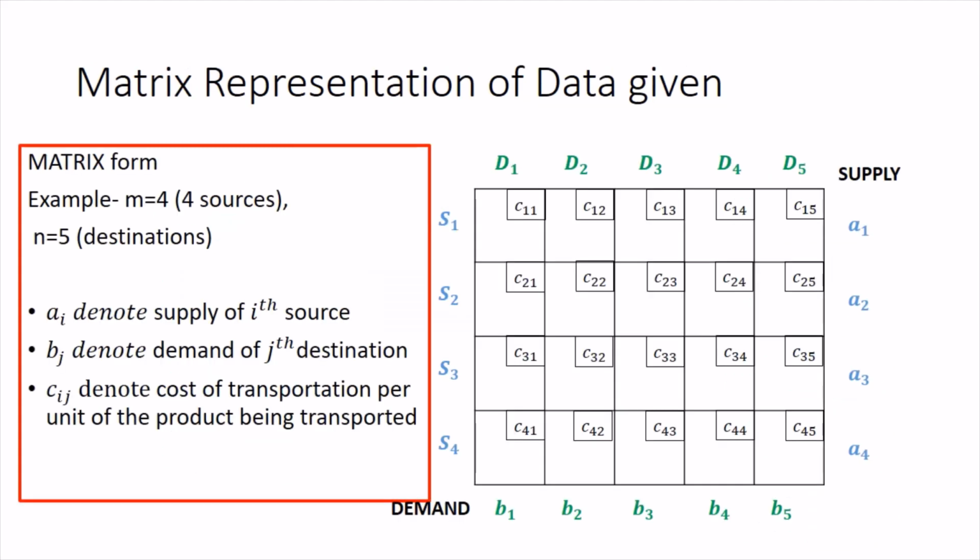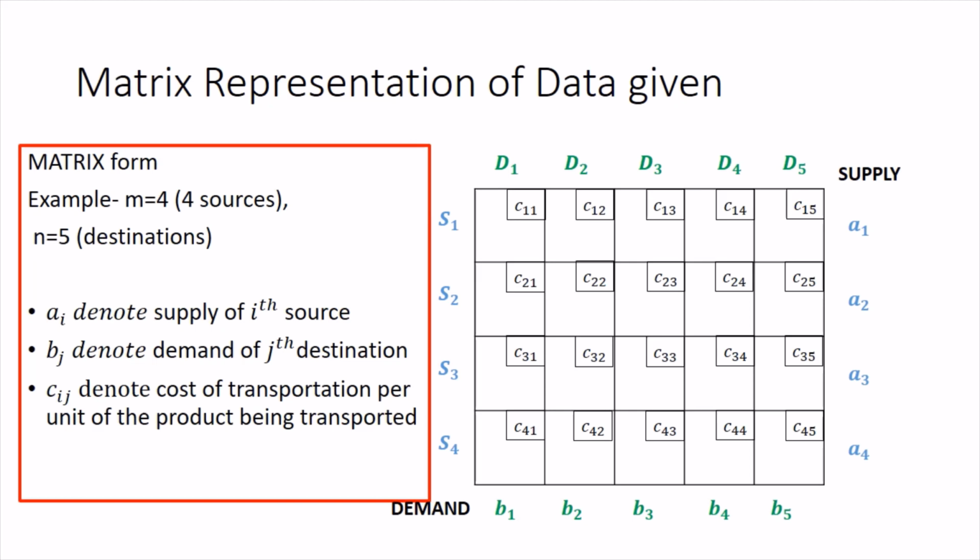And these sources and destinations and the product brings with itself some data, and we need to learn how to represent the data in the matrix form. So each source is represented by a row, and in front of each row on the right hand side we write the respective supply of each source, which is denoted by ai, and each column represents a destination, and below each column we write the respective demand at each destination, and in each cell we write the cost of transportation per unit of the product being transported, which is denoted by Cij and written in the upper right corner of each cell.